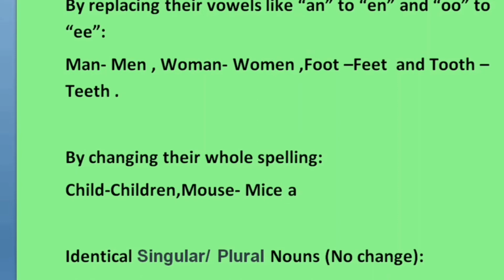Similarly, you can take the example of mouse, which is singular and the plural is mice. And the best example is person. We change the complete word and turn it to plural, and the plural is people, not persons.